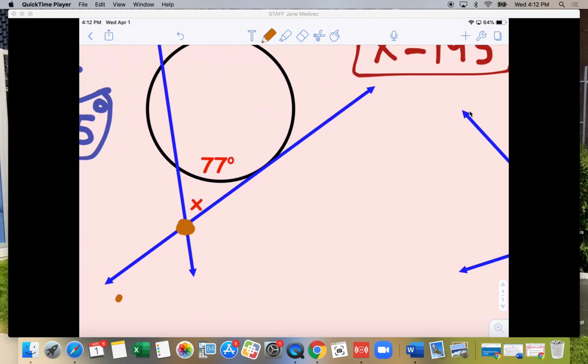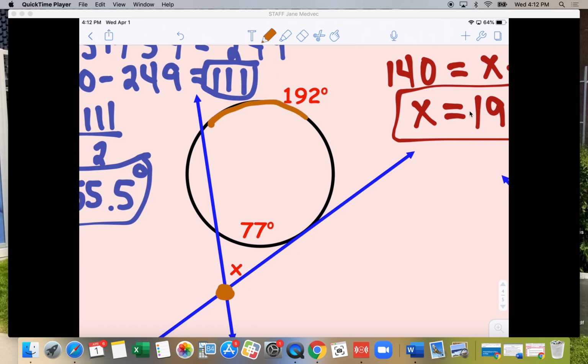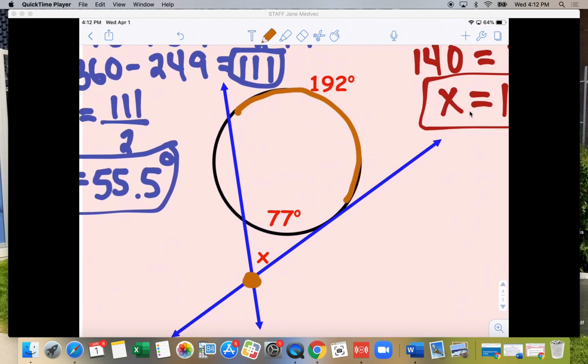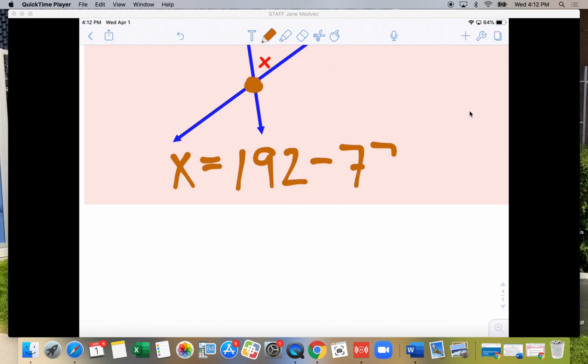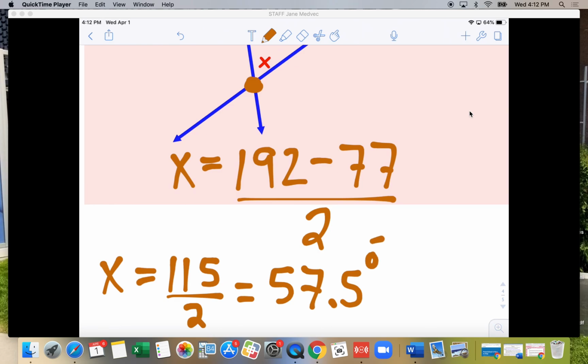Okay, the angle X equals the larger arc, which is here, 192, minus the smaller arc. Again, that's inside the angle. That's 77. And I divide it by 2. So x equals 192 minus 77, which is 115. Divide it by 2, and I end up with 57.5 degrees.